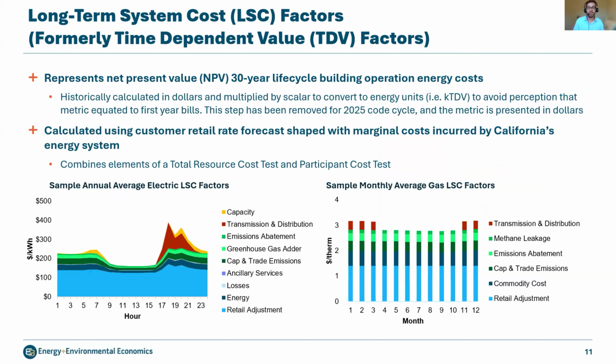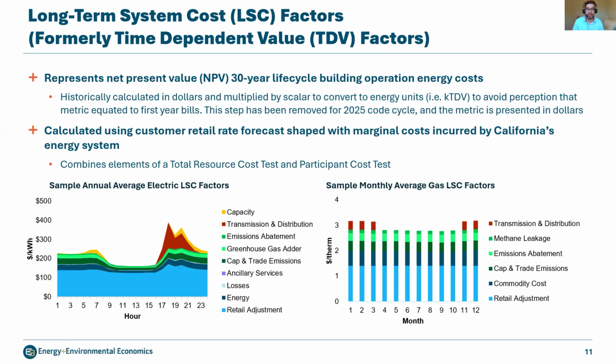So that sort of brings us to today. For those of you who have done modeling in California for code compliance, you will probably know the term TDV, or time-dependent value factors. If you have been keeping up with the latest on the 2025 code cycle, you might see that these metrics are actually changing name. The new name is going to be long-term system cost factors, but they are essentially representing the same metric. And so what does this actually represent?